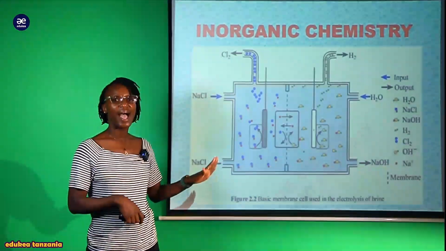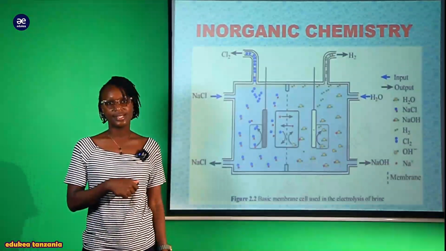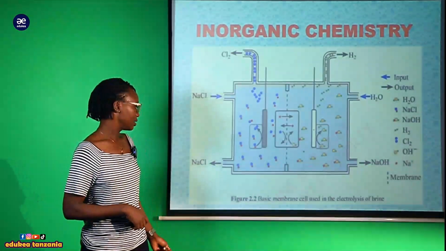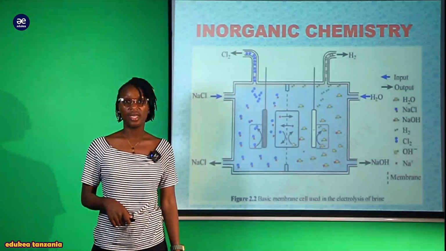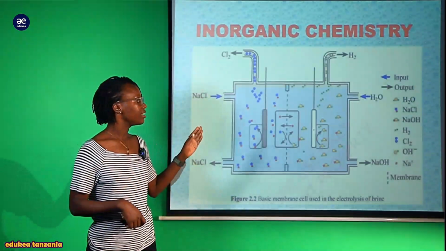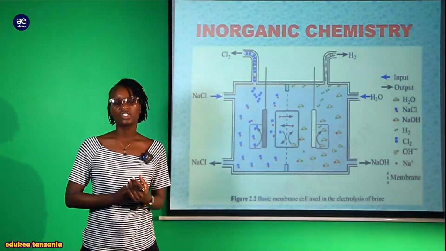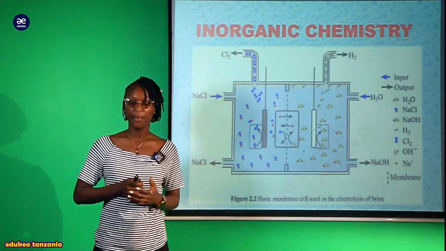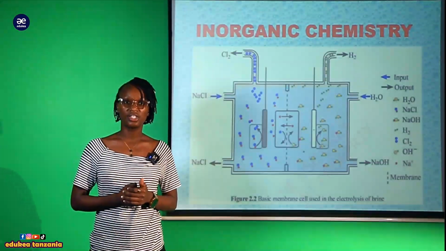So my student, this is how this electrolysis occur. Na inatokea hapa kwenye hii setup of the membrane cell. So this is the basic membrane cell used in the electrolysis of the brine. Tutaanza kuangalia what are the reactions which are involved here, and finally tutakuja kuona kwamba overall reaction of the formation of the sodium hydroxide. So my student, this marks the end of our first discussion.